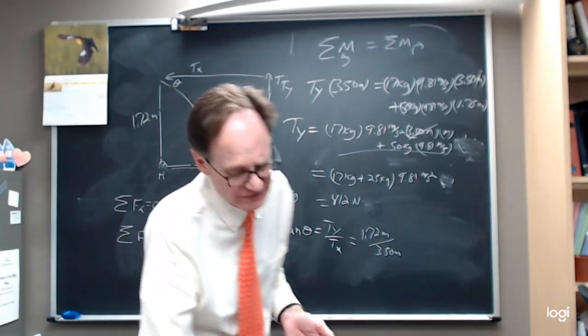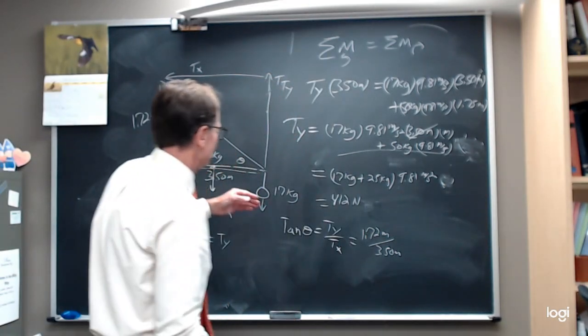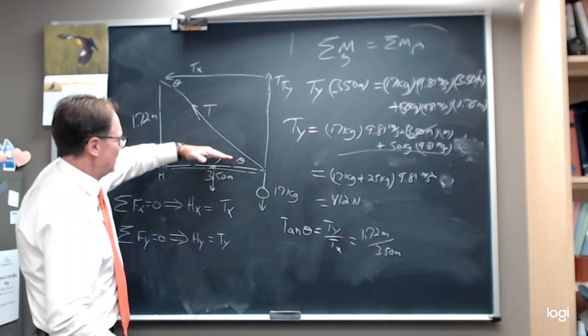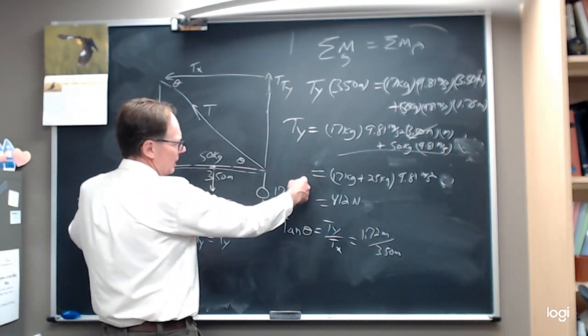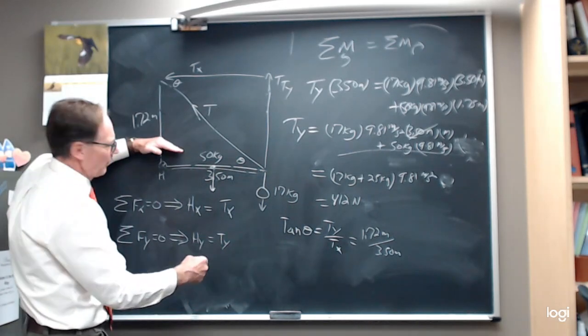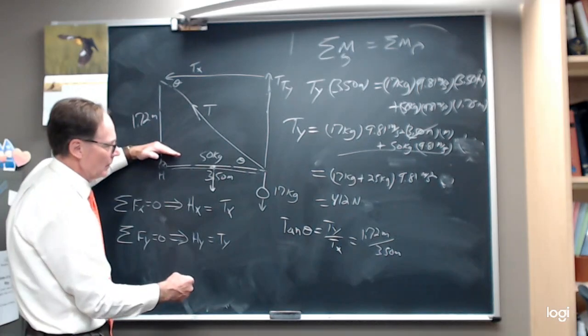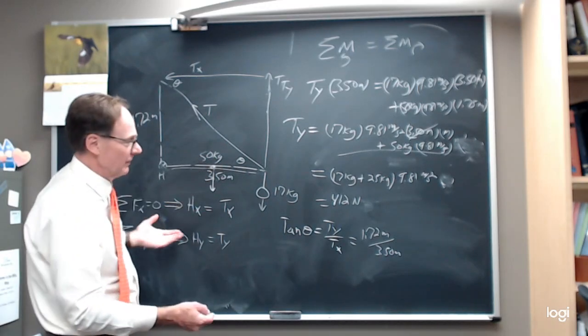That makes sense to you physically as you think about that. As that angle gets smaller and smaller, as this beam gets longer and longer, or the attachment point of the tension gets lower and lower, you're going to have almost all x tension, right?